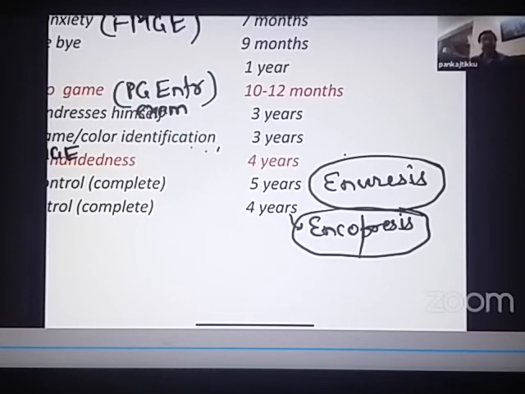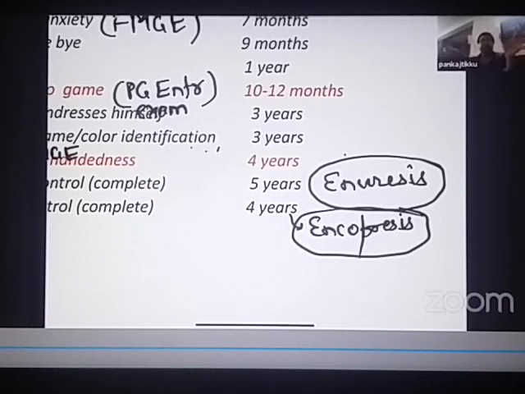Climbs stairs, 2 years. But maturely goes upstairs and downstairs, like we do, 4 years. Hops, 4 years. Skipping, 5 years. This was gross motor. Keep them aside. Now fine motor.